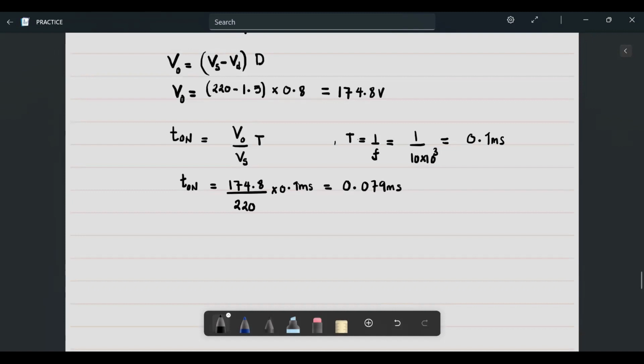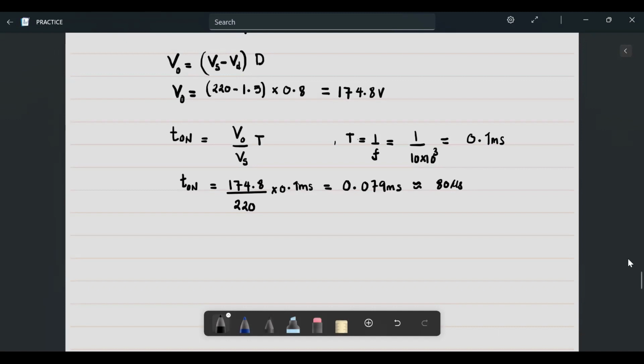And if you want to convert to microseconds, you can do that if you like. So it's about 80 microseconds. If you multiply this by 1000, you get 79 point something, so I'll just round it off to 80 microseconds. Okay, now that's the time when it's on, right? What else? That's all, I think.